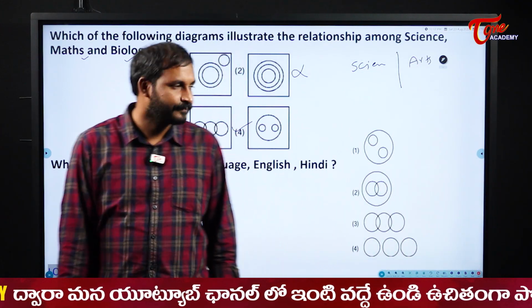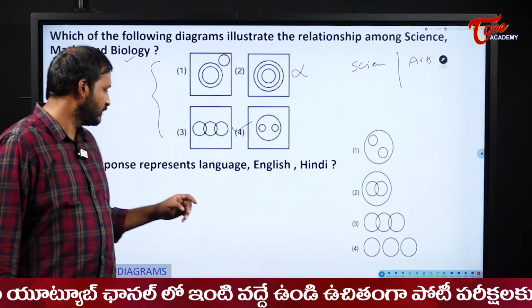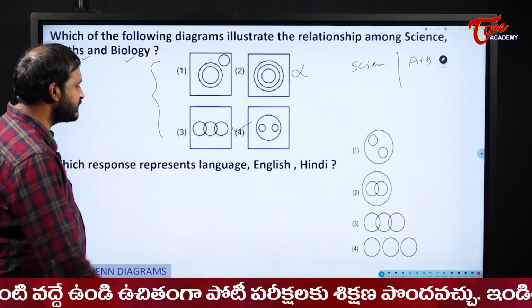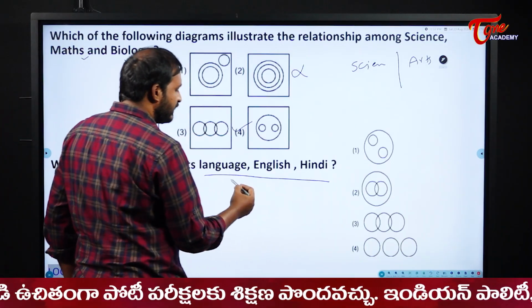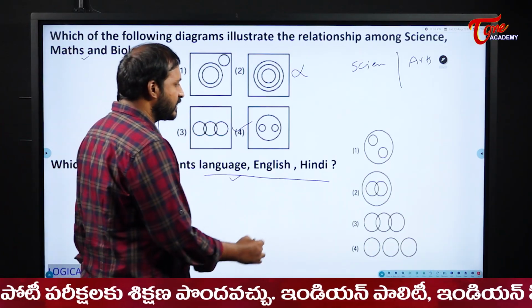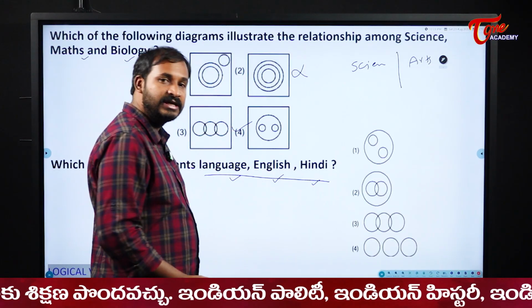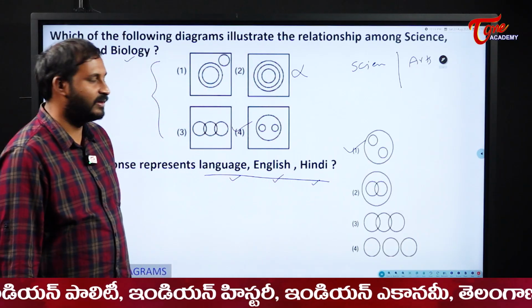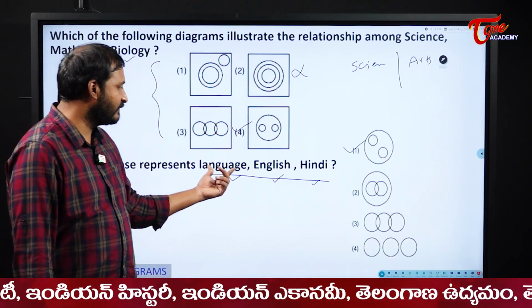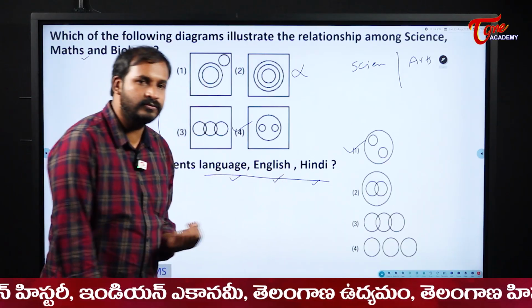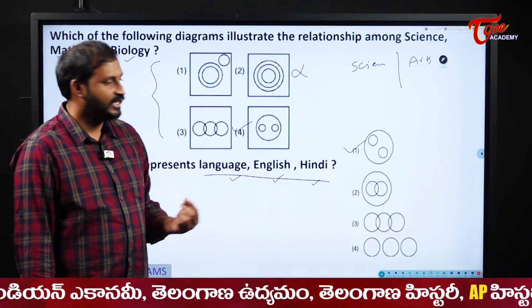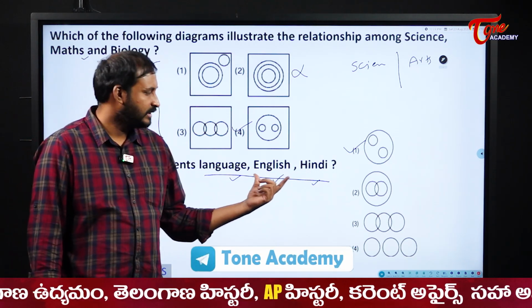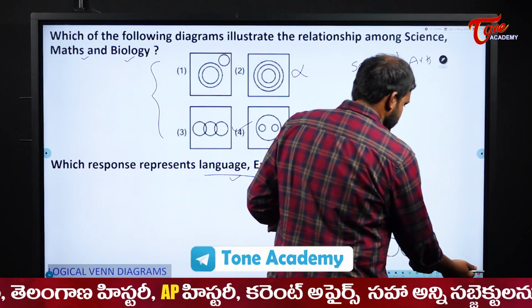Okay, next one. Best one is option 4. Next, which response represents language, English and Hindi? What is the largest group here, students? Language is the largest group. Inside that I will have two subcategories, English and Hindi are two different languages. So, here my answer will become option 1. Language is the largest group. Inside that I will have two groups, that is English and Hindi. English and Hindi are the two groups for us. Understood? Right? This is how we need to segregate the things.